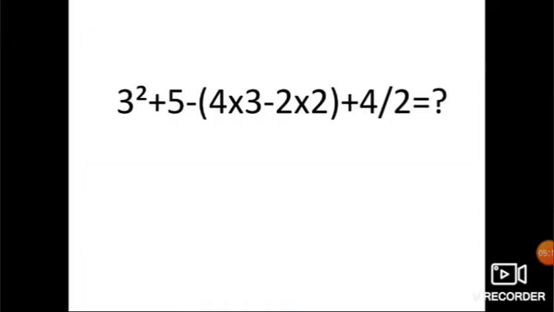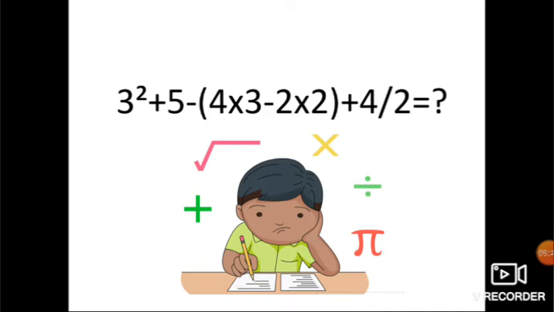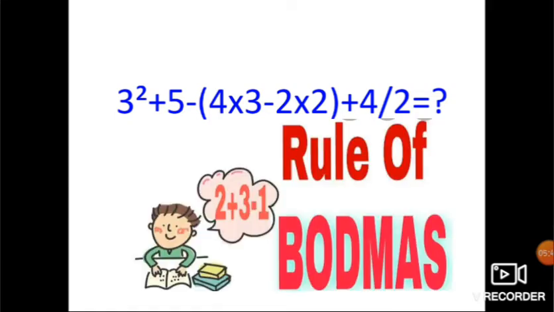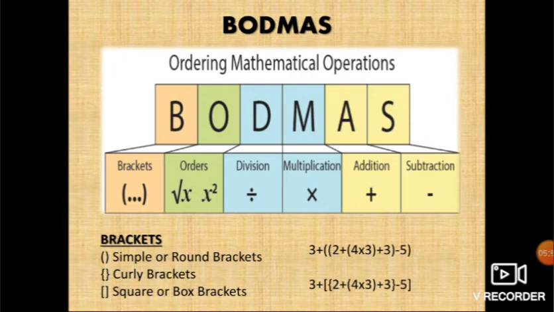Now next we can go to an equation. Can you solve this? 3 square plus 5 minus 4 into 3 minus 2 into 2 plus 4 by 2. We don't know where we need to start to get the answer. So how can we solve such problems? This is solved by using the BODMAS rule. What is BODMAS? BODMAS is the order in which we have to solve a mathematical operation.